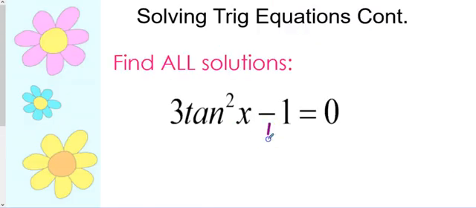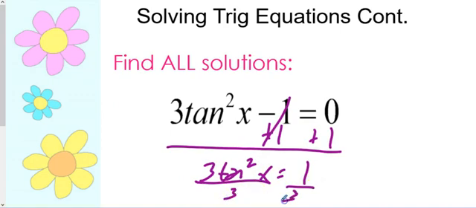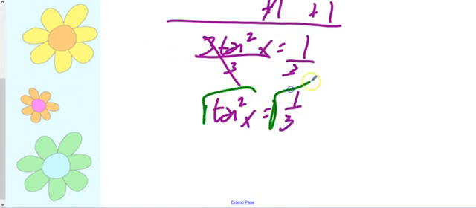So here's our next one. We're going to add 1 to both sides. Get 3 tangent squared x equals 1. Divide both sides by 3. It's going to get me tangent squared x equals 1/3, and then we're going to square root both sides. Remember, whenever you take the square root, you always get 2 solutions, so you want to put plus or minus. When you square root a fraction, you square root the numerator and the denominator.